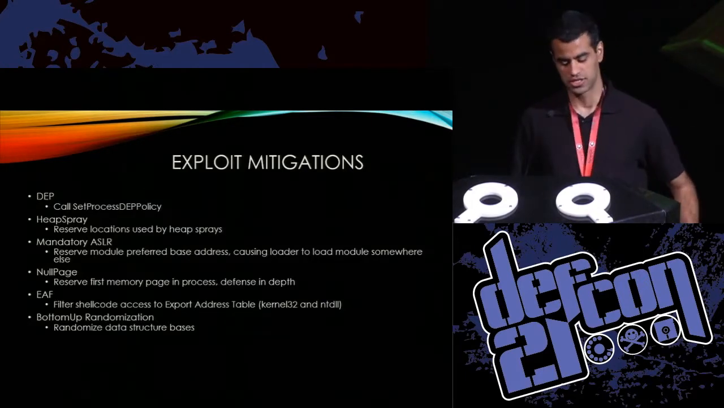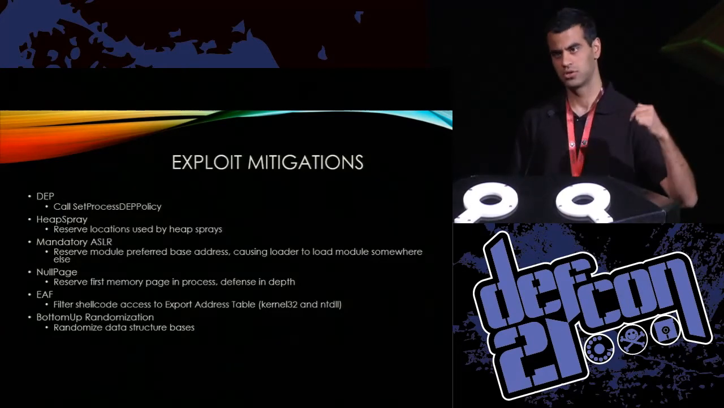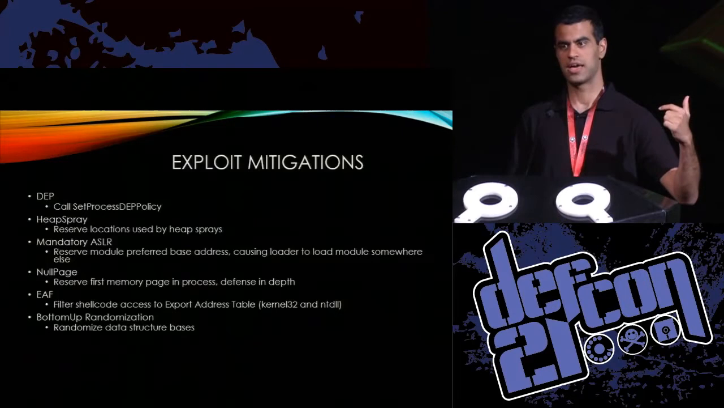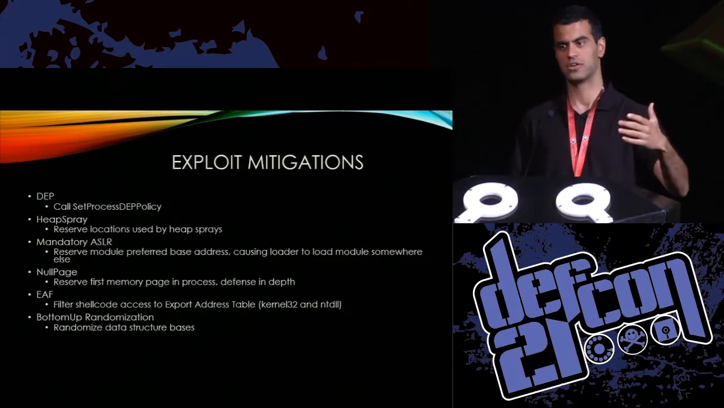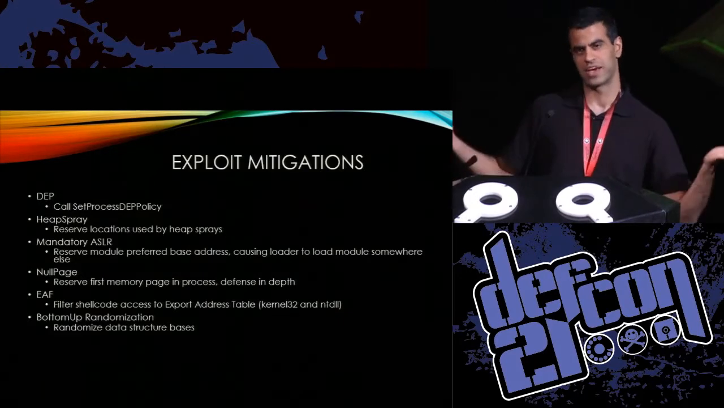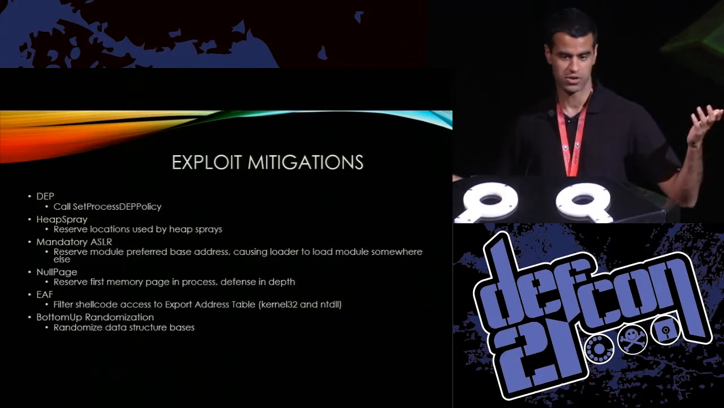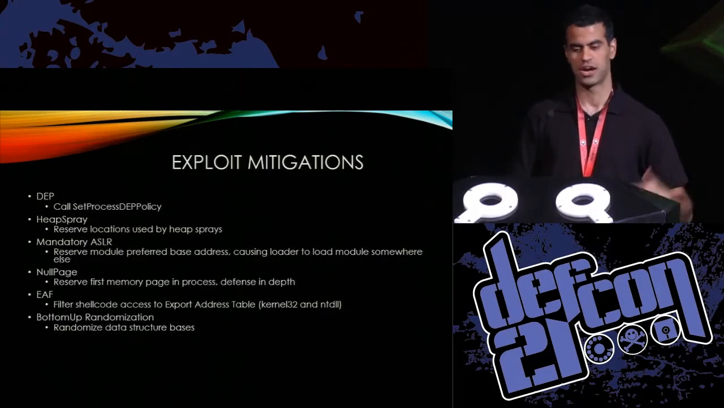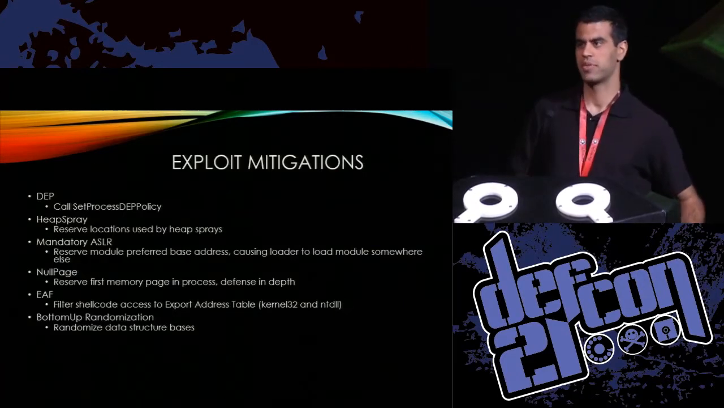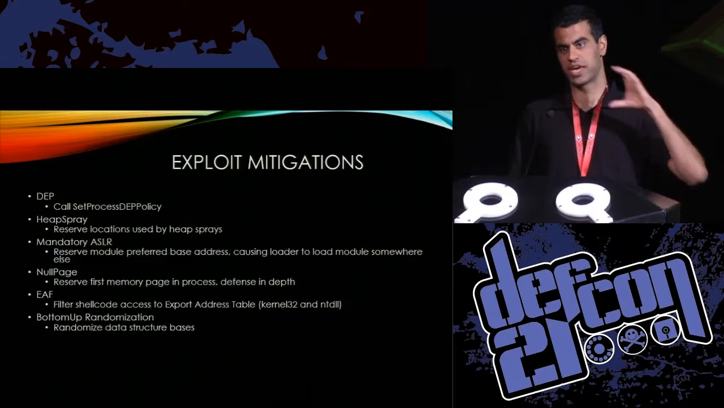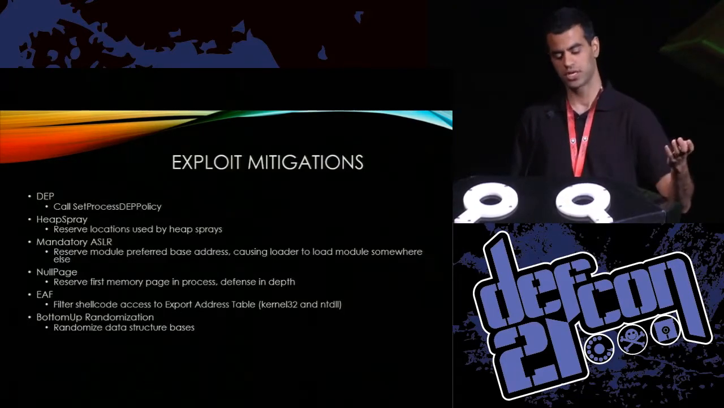We have mandatory ASLR, which reserves the preferred module loading base address so that the module cannot end up loading there. It's not able to load there, so it has to load somewhere else, which is effectively ASLR, but obviously newer ASLR techniques on newer versions of Windows are safer and have higher entropy. We have the null page mitigation, where we reserve page address 0 so that you can't abuse null pointer dereferences or null pointer bugs.